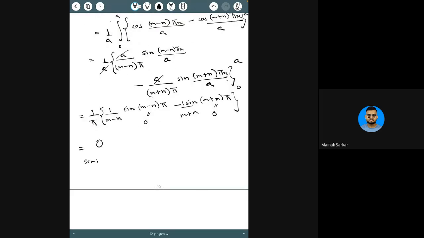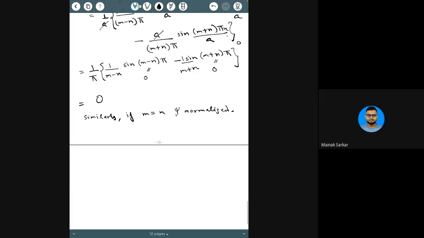Similarly, if m equal to n, then what do you think will happen? You will simply get back the normalization condition. We have normalized it, so you should get 1 if m equal to n. You can verify that.